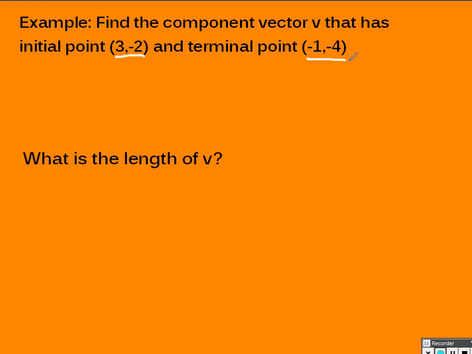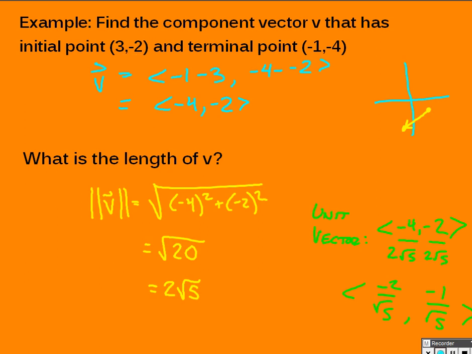All right, let's see how you did. You should have gotten, if you started at 3, -2 and ended at -1, -4, there's your component vector, -4, -2. Again, make sure you go final minus initial for both your x and your y. And then to find your length, you took your x value and your y value from the component vector, squared each of them, and took a square root. If you left it as square root of 20, that's fine. If you simplified it as 2 square roots of 5, that's awesome as well.